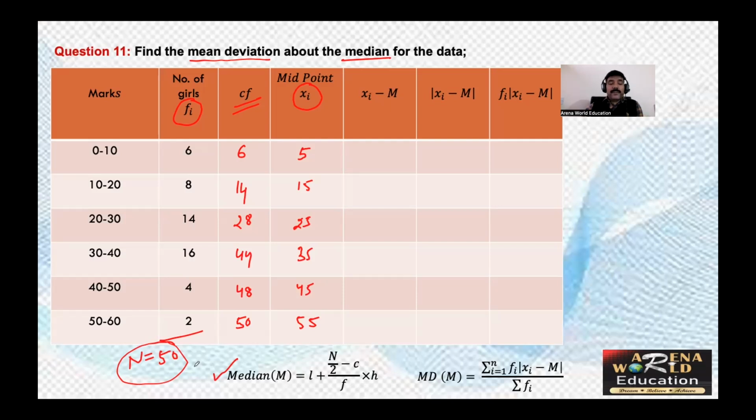So how to calculate this one? Look at the first one. Whenever we have to find the median, what do we do? We check the number of terms. So here the number of terms is 50.